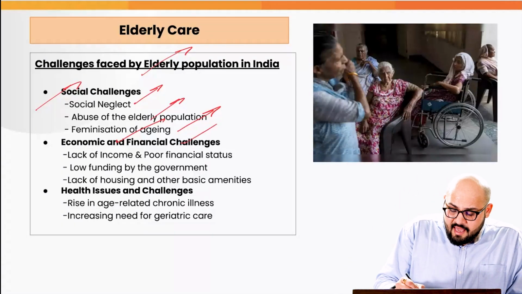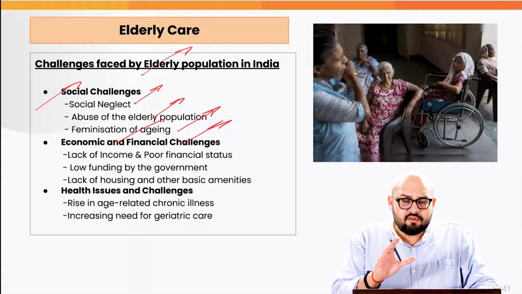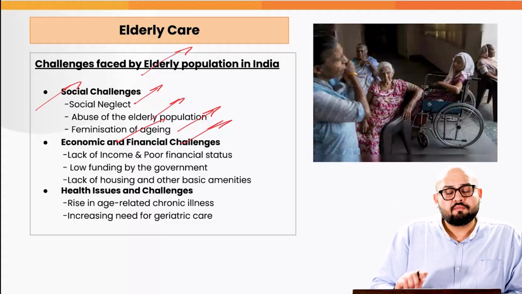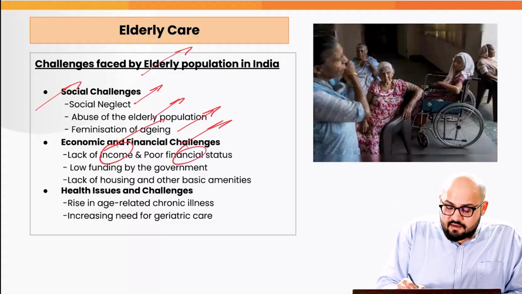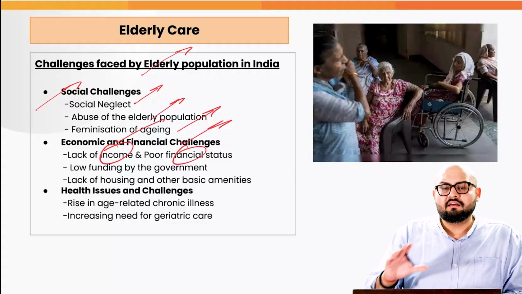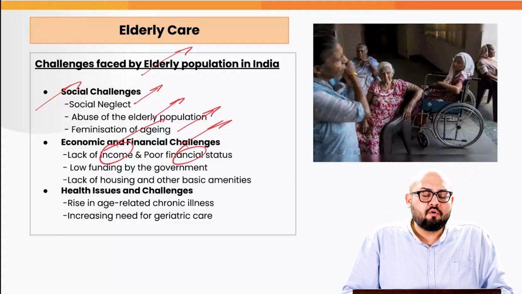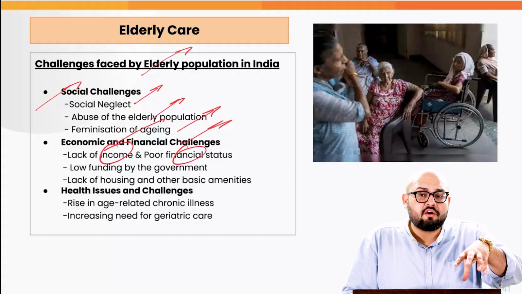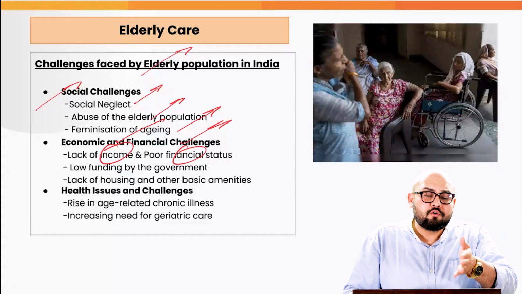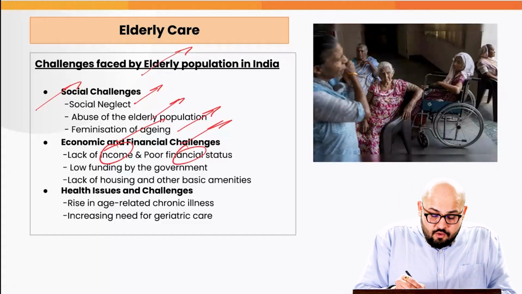Next is economic and financial challenges. When we talk about the economic and financial challenges, what we need to understand is that there is a lack of income, and the financial status of the majority of the elderly population is poor in the country. We haven't focused much upon the pension system and social security schemes, so that they can provide a cushion to these elderly people. Low funding by the government.